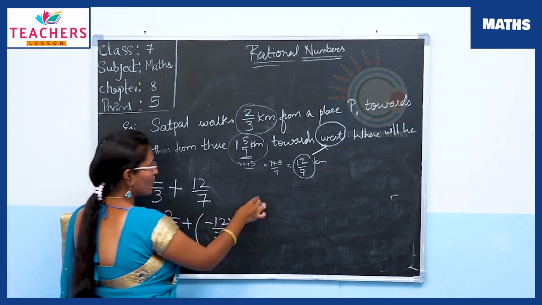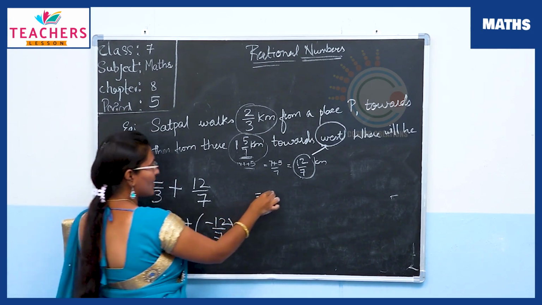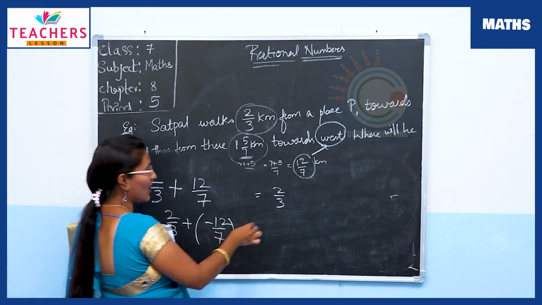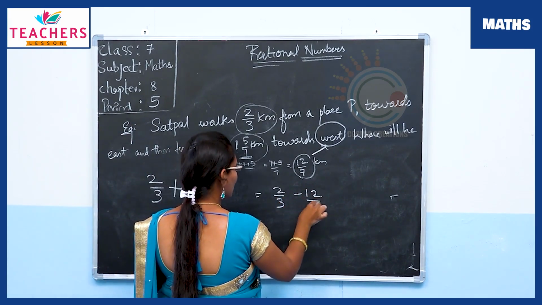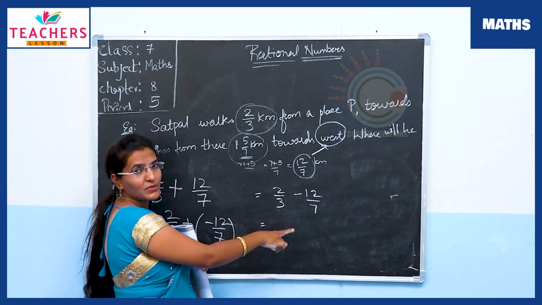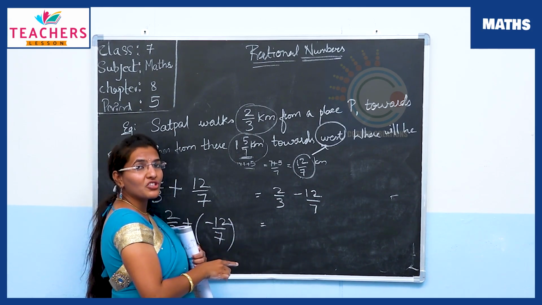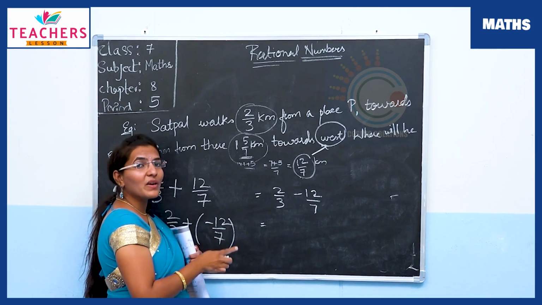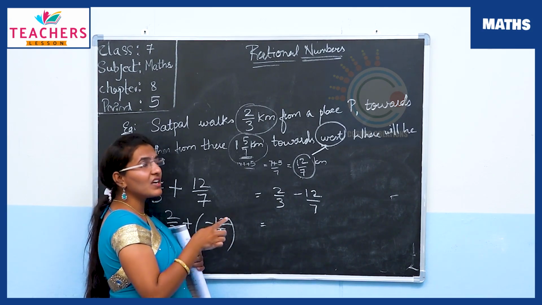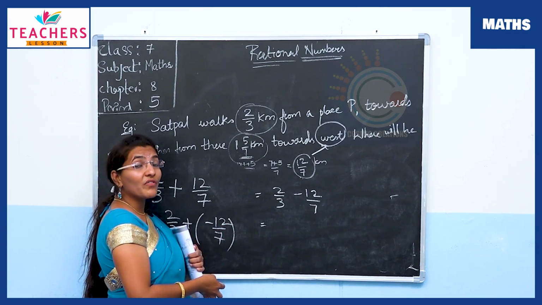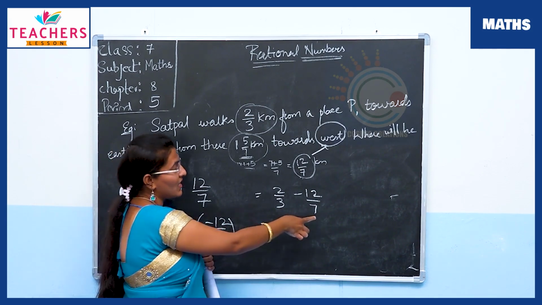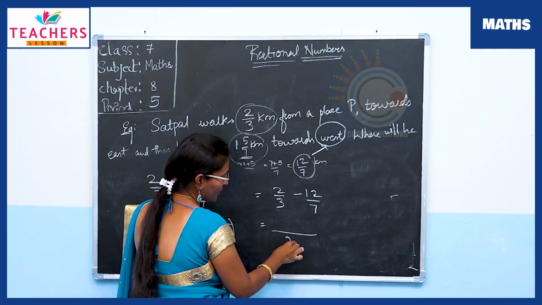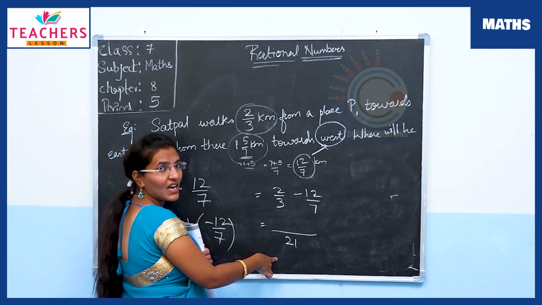Okay. So how do you write this? 2/3 plus into minus is minus. Okay. Minus 12/7. So if you carefully observe, how do you perform the operation here, students? Yes, we are going to check whether the denominators are equal or not. Here the denominators are not equal. So what do we have to take? The LCM of the denominators. So 7 3s are how much? 21. Yes. Now 3 7s are 21.